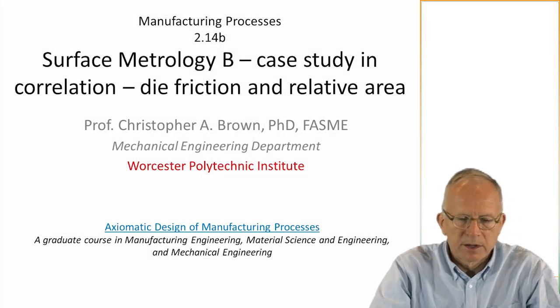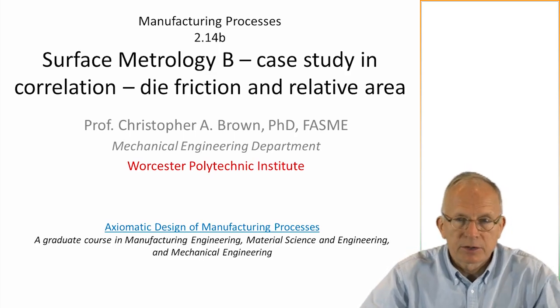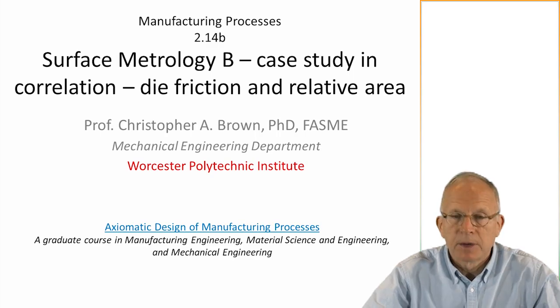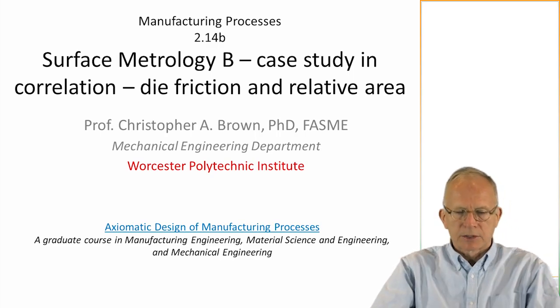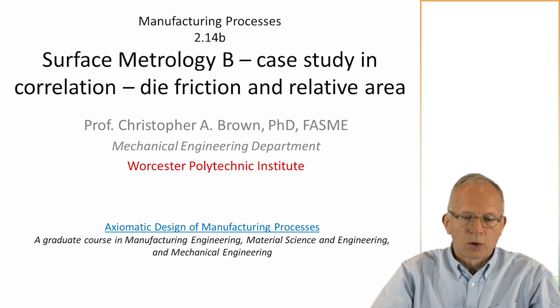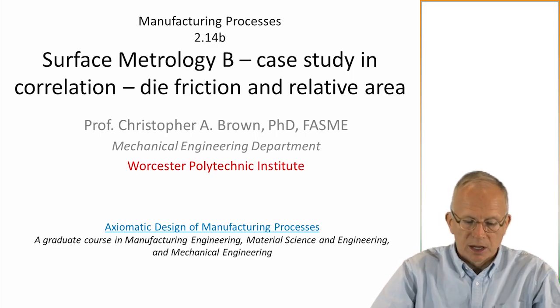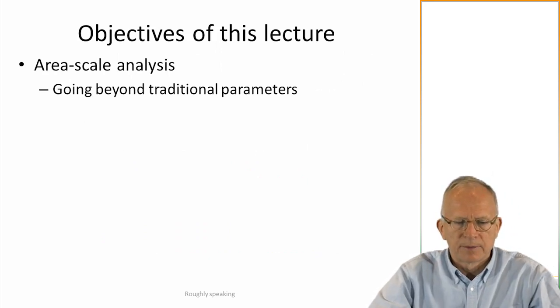Hi, I'm Chris Brown, and this is lecture 2.14b on manufacturing processes in axiomatic design, in the course Axiomatic Design of Manufacturing Processes. For the next few minutes, we're going to be talking about surface metrology and following up on the previous lecture. This is a case study in correlation between die friction and relative area at a certain scale. The objectives here are to go over area scale analysis, which goes beyond the traditional parameters that we spoke about previously.